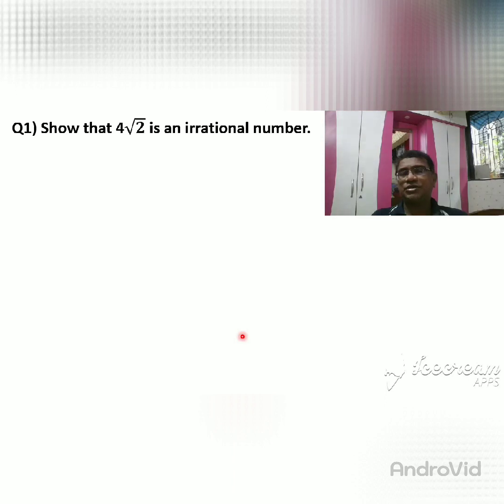Suppose, see what they have said. Show that 4 root 2 is an irrational number. So you want to prove that 4 root 2 is an irrational number. When you solve this problem by the indirect method, you assume the opposite of irrational. So what is the opposite of irrational? Yes, the opposite of irrational is rational. Your answer is correct, rational.